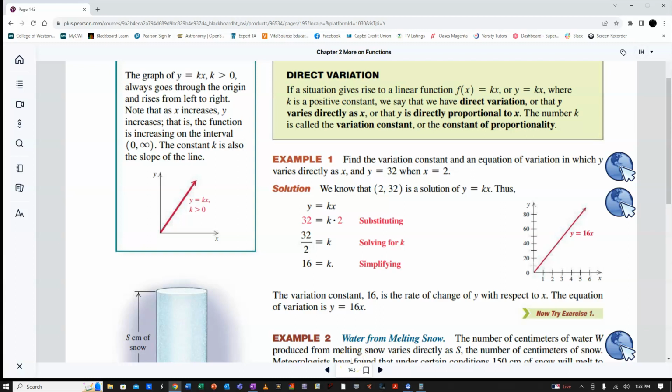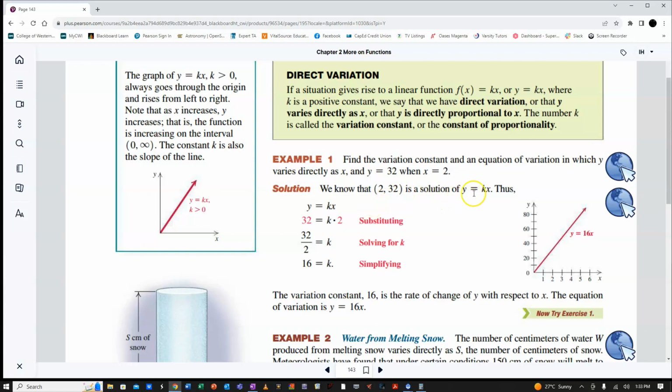So in example 1, we are asked to find the variation constant as well as an equation of variation in which y varies directly as x and y equals 32 when x is equal to 2. So that means we have two pieces of information that we can use to solve this problem. First, we know that y varies directly as x, and we also know that when x is 2, y is 32, so an ordered pair of (2, 32) would be a point on the line that represents this variation equation.